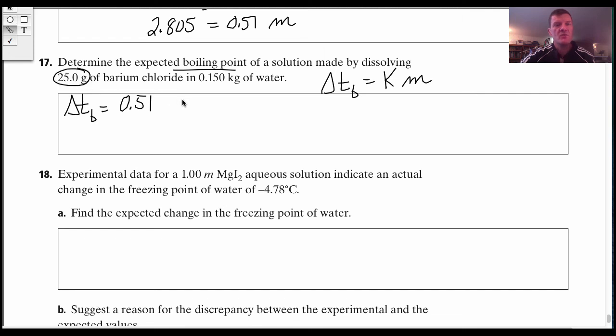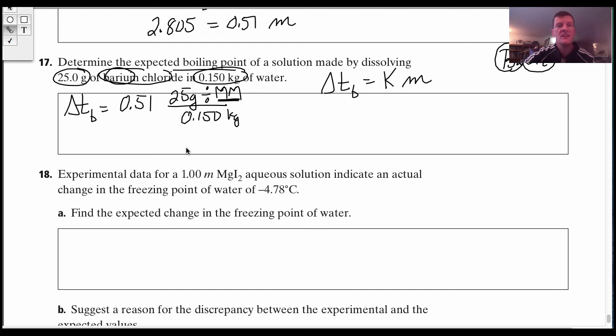This number right here, 25, is your mass, but you're going to have to divide that by the molar mass of barium chloride. So you have to look on your periodic table and take the molar mass of barium. Barium chloride, by the way, is BaCl2, so it's going to be 1 barium and 2 chlorine. From the periodic table, add those up, and that is this molar mass right here that you're going to divide 25 by. Okay? Here they're giving you the kilograms of water, 0.150.